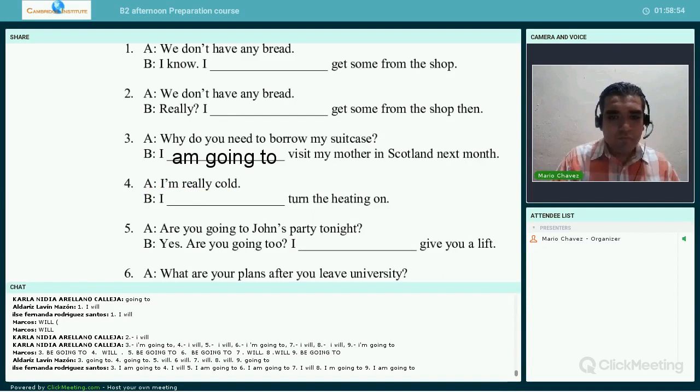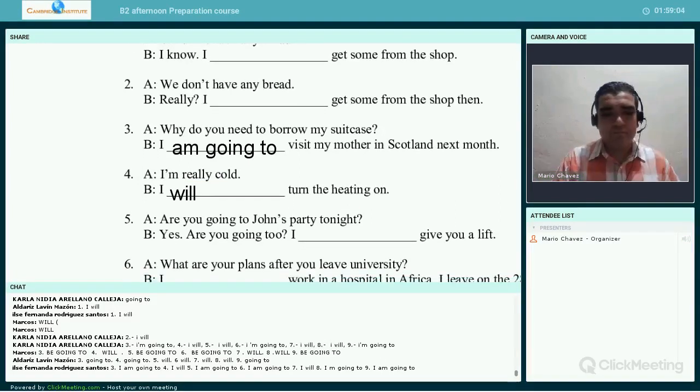I'm really cold. Turn the heating on, right? So he's really cold at this moment. So since it's a decision made at the moment, this is with will. I will turn the heat on.